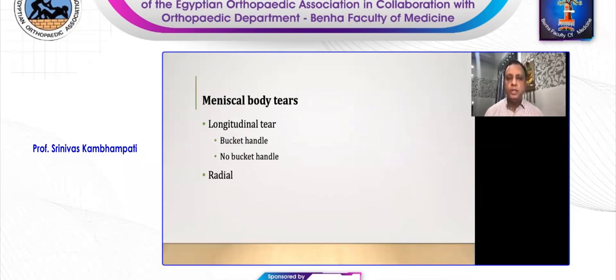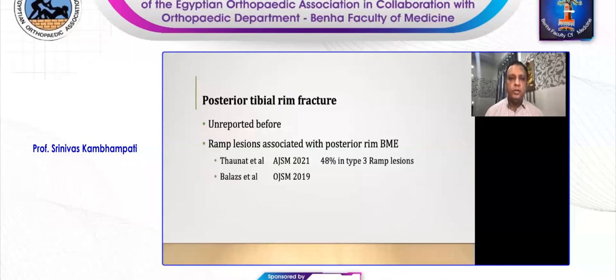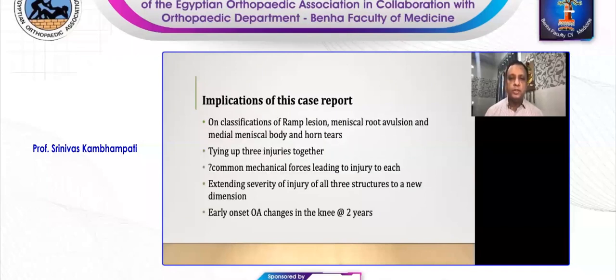There was complete amputation in our case and segmental loss of the meniscus, which has not been reported before. Although bone marrow edema of the posterior tibial rim has been reported in association with ramp lesions before, there was no report of fracture of the rim in association with meniscal injury and ramp lesions. So our case has implications on classifications of ramp, meniscal root, and meniscal tear types.